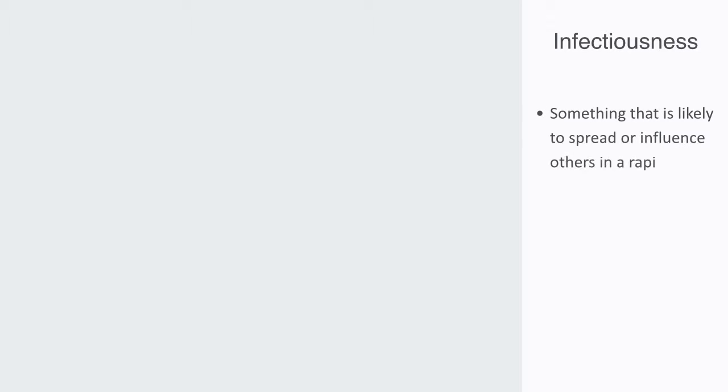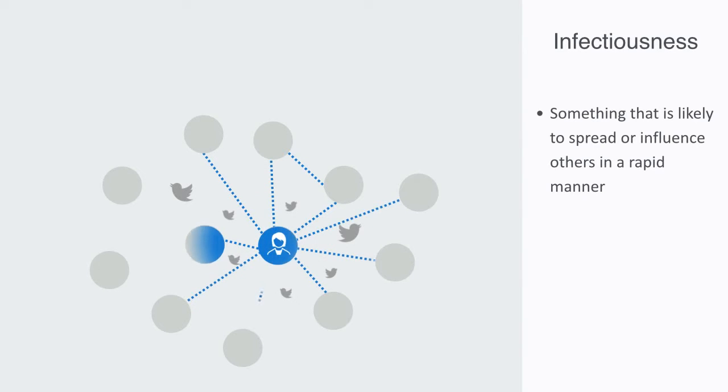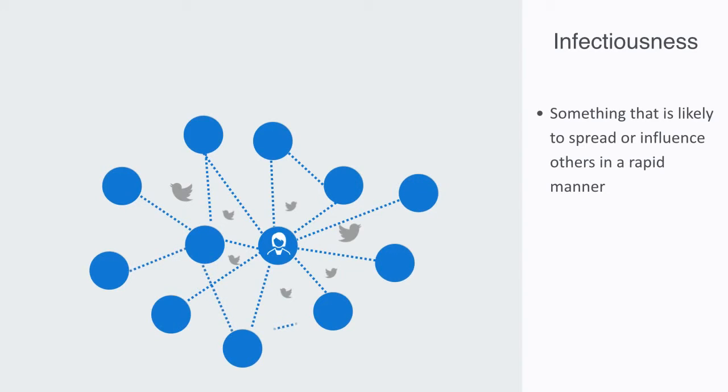So firstly, to discuss infectiousness. By infectiousness, we mean something that is likely to spread or influence others in a rapid manner, irrespective of the type of network that it is spreading on. If you hear about some important piece of news, you feel driven to tell others, and that is infectiousness. It is like an outward force that is pushing the phenomena across local connections and out over the network.